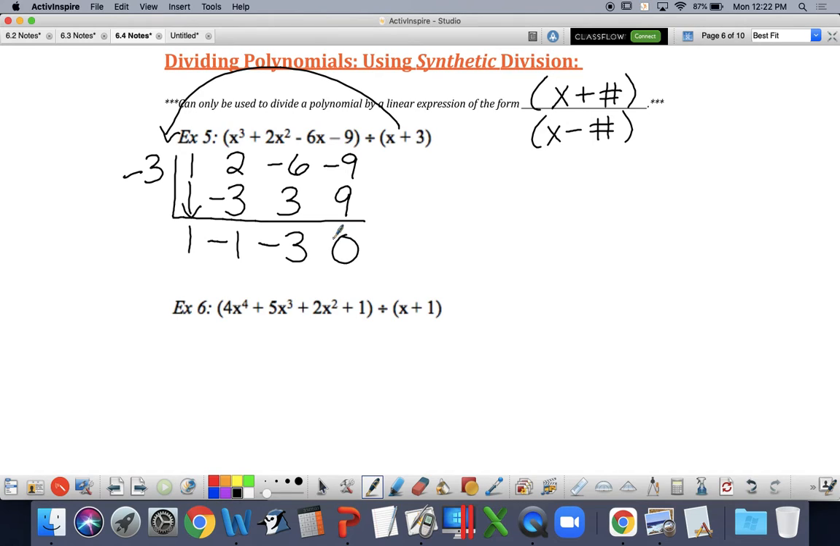All right, so now that we have all this information, what does this mean? The very last number here, that is your remainder. So I have a remainder of 0. That tells me this is a factor of this cubic, right? We could have factored this by grouping and figured it out.